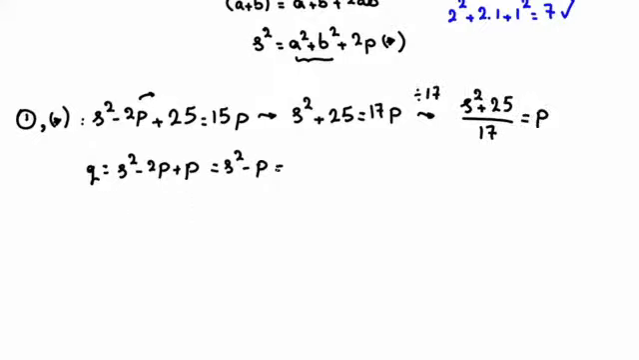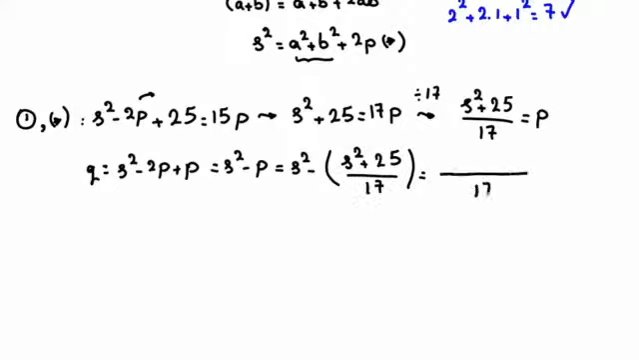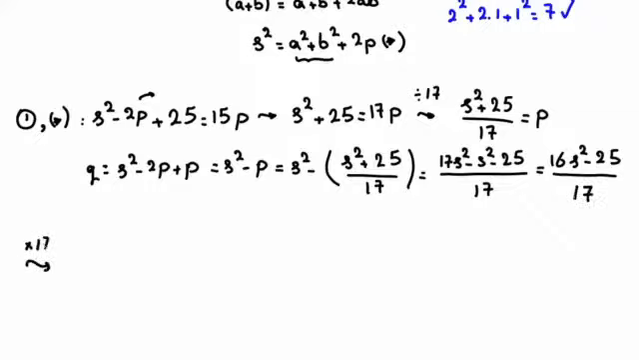Now here, we have s squared minus (s squared plus 25) over 17. Then we can use the common denominator 17, so it equals 17s squared minus s squared minus 25, which is 16s squared minus 25. And it's so good because it is a subtraction of two perfect squares. Now we multiply both sides by 17, so 17q equals 16s squared minus 25.